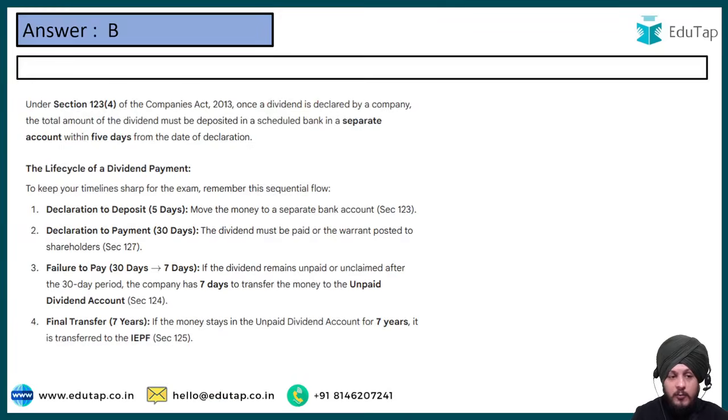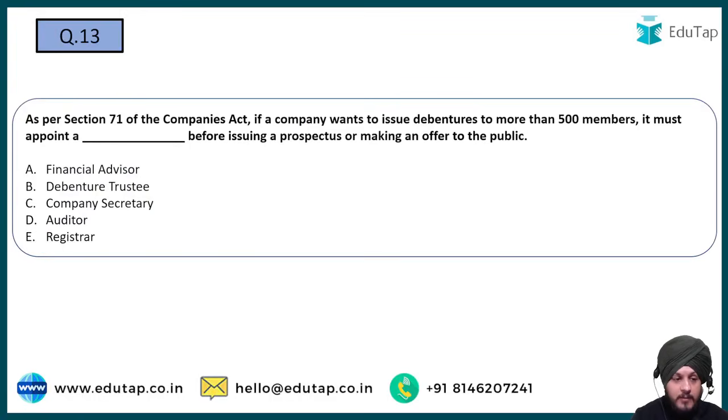Now moving on, let us move on to question number 13. As per section 71 of the Companies Act, if a company wants to issue debentures to more than 500 members, it must appoint a dash before issuing a prospectus or making an offer to the public. Option A, financial advisor. Option B, debenture trustee. Option C, company secretary, option D, auditor, and option E, registrar.